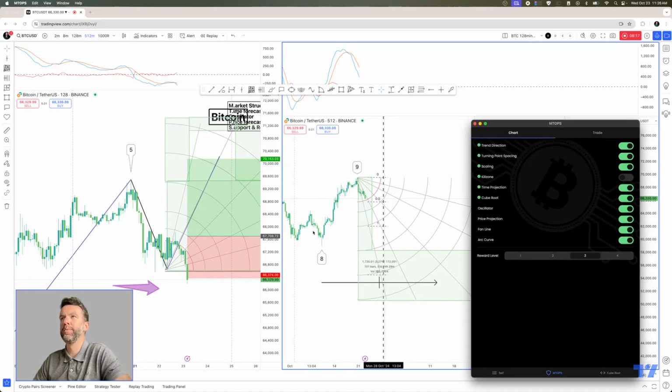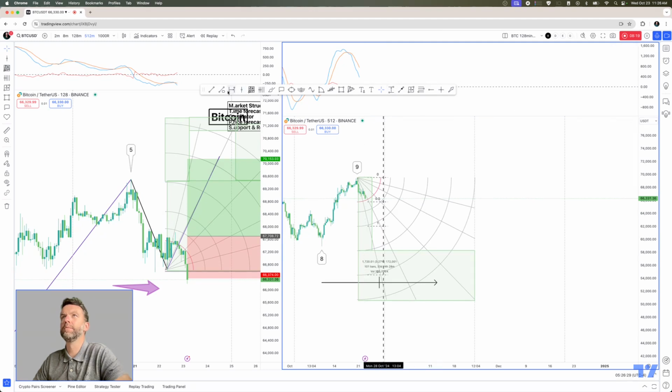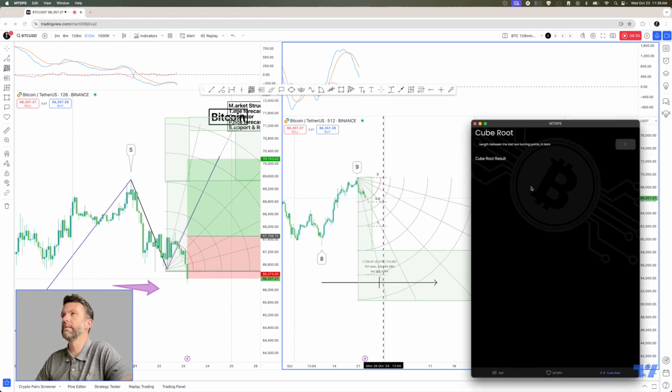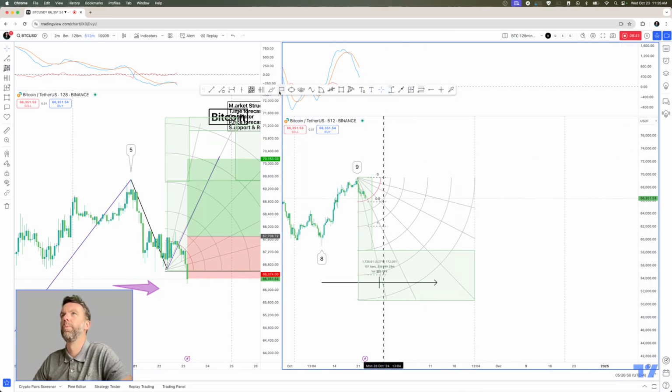Cube root: all I need to do is just get the length of the previous move. So there to there is the equivalent of 31 bars. 31 bars then goes into this little tool that I've got, and then it gives us the output. So I'm looking at 22 and 43. So 22 also agrees with price coming out to roughly around here.